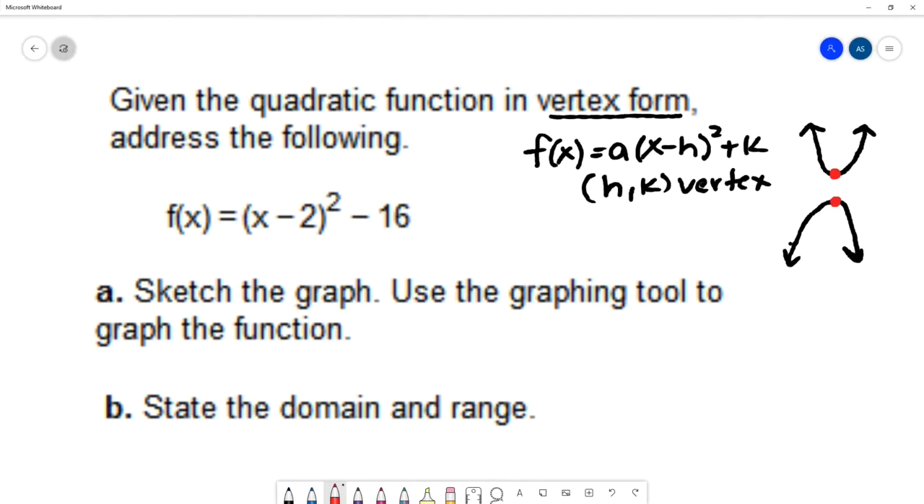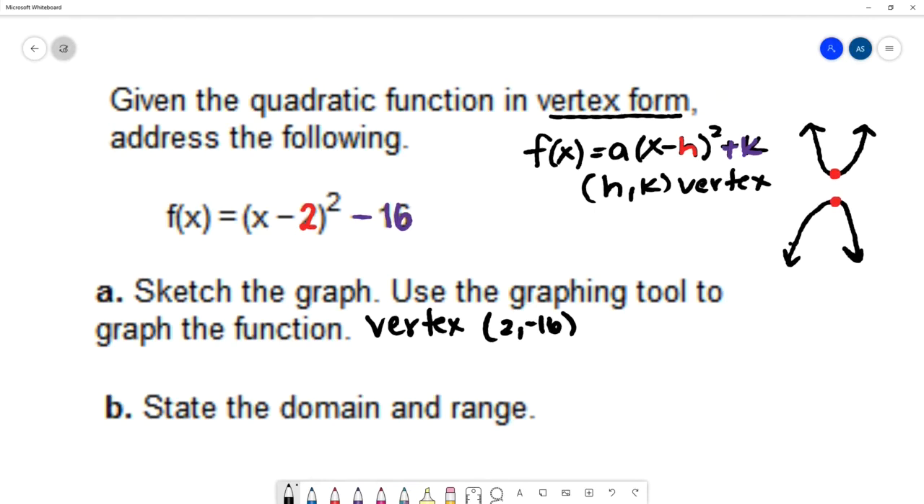So with our function being in vertex form, we notice that the h is this value after the minus sign, and the k is going to be this number that's either added or subtracted. So we can see that our vertex is 2, negative 16. So that's very helpful in sketching the graph.